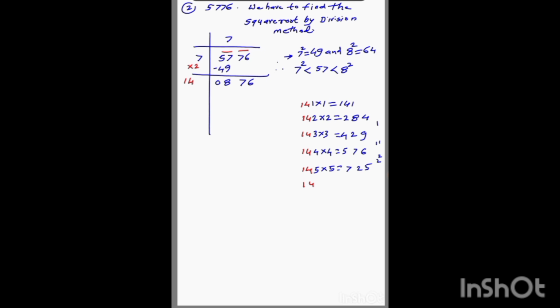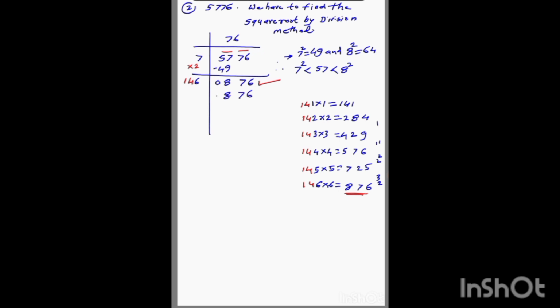Then 146 into 6. See how it is going. 6 sixes are 36, 6 is written and 3 remains. 6 fours are 24 plus 3 is 27, 7 written and carry 2, and it is 876. Yes, that is your number. You need not go beyond that. Sometimes you may have to go beyond this number in particular cases. Presently, if you are getting it here, no need to go ahead. So 146 into 6 is 876.